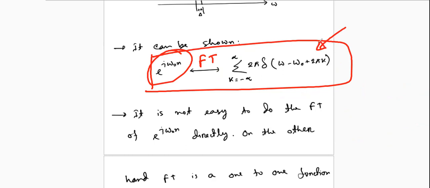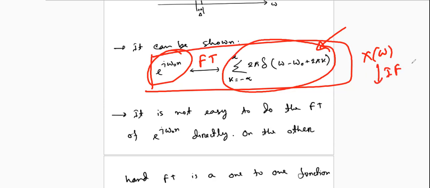Now as DSP students, what we have done is we have taken this as x omega and done the inverse discrete-time Fourier transform, and tried to prove whether it is equal to e to the power j omega 0 n. If it is, then we can say that it is absolutely correct.